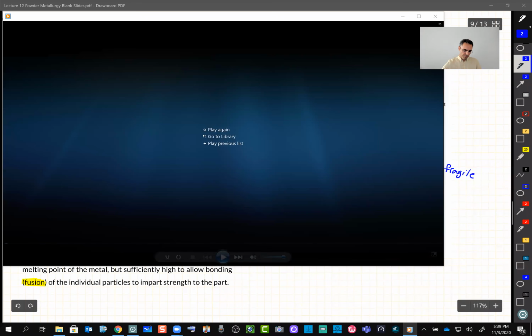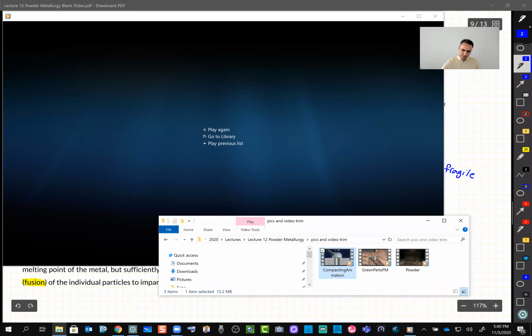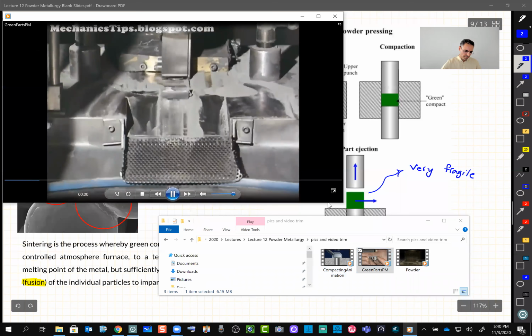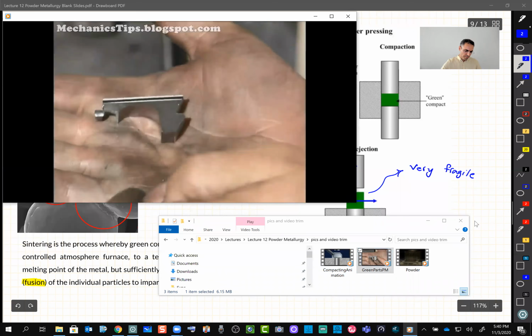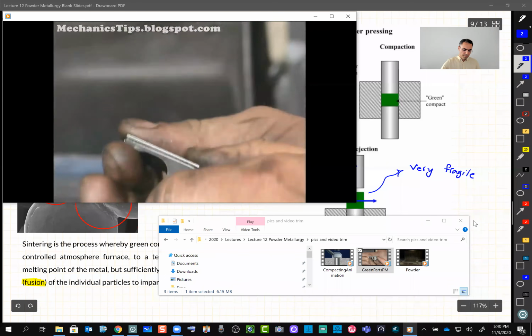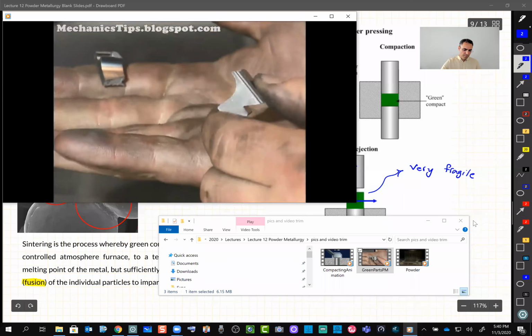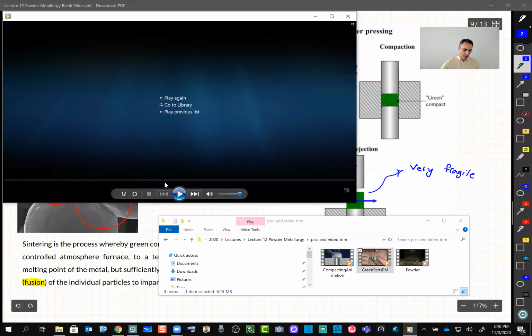Yep, so maybe another short video. Lightly joined together. In this state, the parts have a so-called green strength, which is usually only sufficient for handling purposes. So as you saw in this video, when they are in this green state, you can break it by hand.